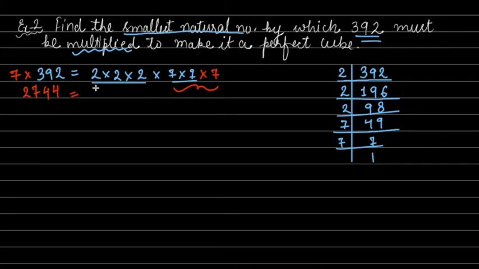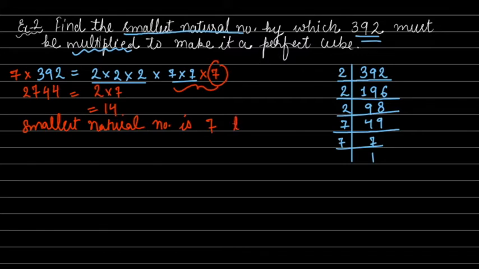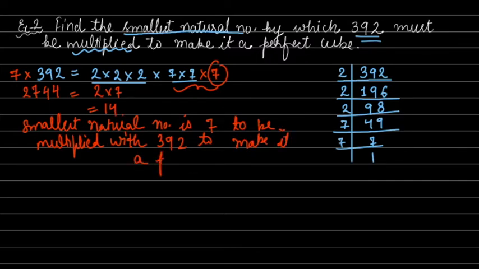2744, right? What will be its cube root? 2 into 7, which will be 14. So what will be your answer? Find the smallest natural number. So the smallest natural number is 7, right? The smallest number is 7 to be multiplied with 392 to make it a perfect cube.